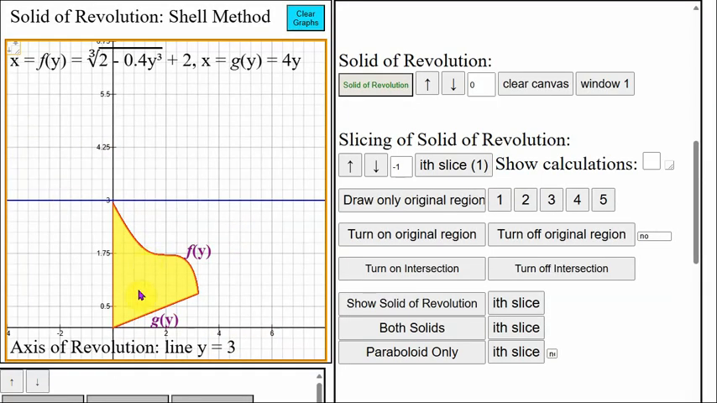So here's the yellow region again. The axis of revolution here is the line y equal to 3. The first thing that we need to do is find the point of intersection right here, where the graph intersects with the y-axis. And then we also need this point of intersection right here. So at this point, the x is 0, so we just need to find the y.